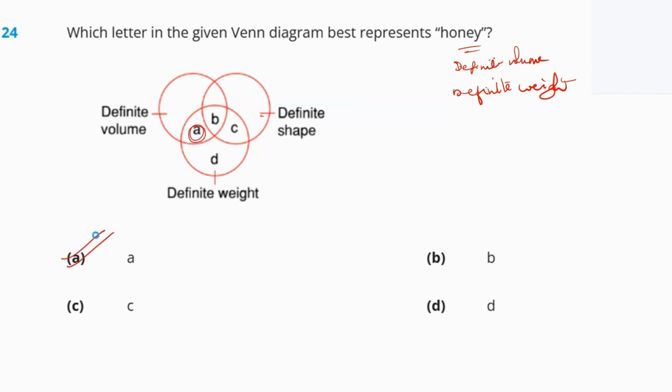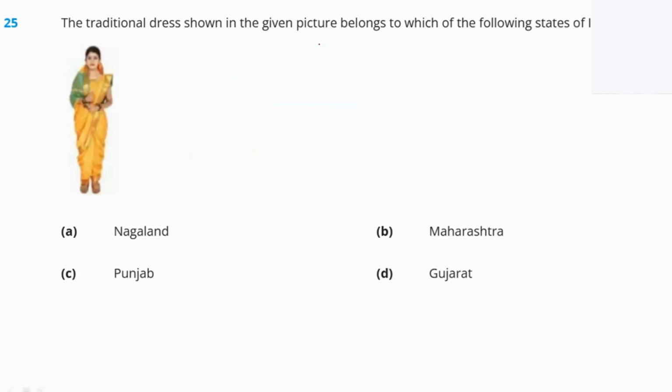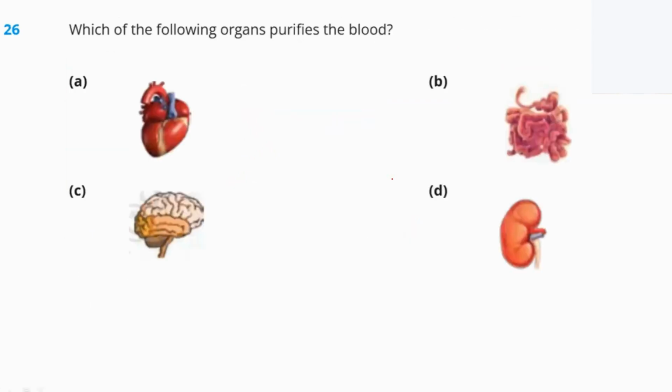Next, the traditional dress shown in the given picture belongs to which of the states? So this lady is wearing what? She's wearing a sari, and this sari is known as Nauvari sari. We find females of Maharashtra wearing these kinds of saris. So option number B is going to be our answer. This is a traditional dress of Maharashtra.